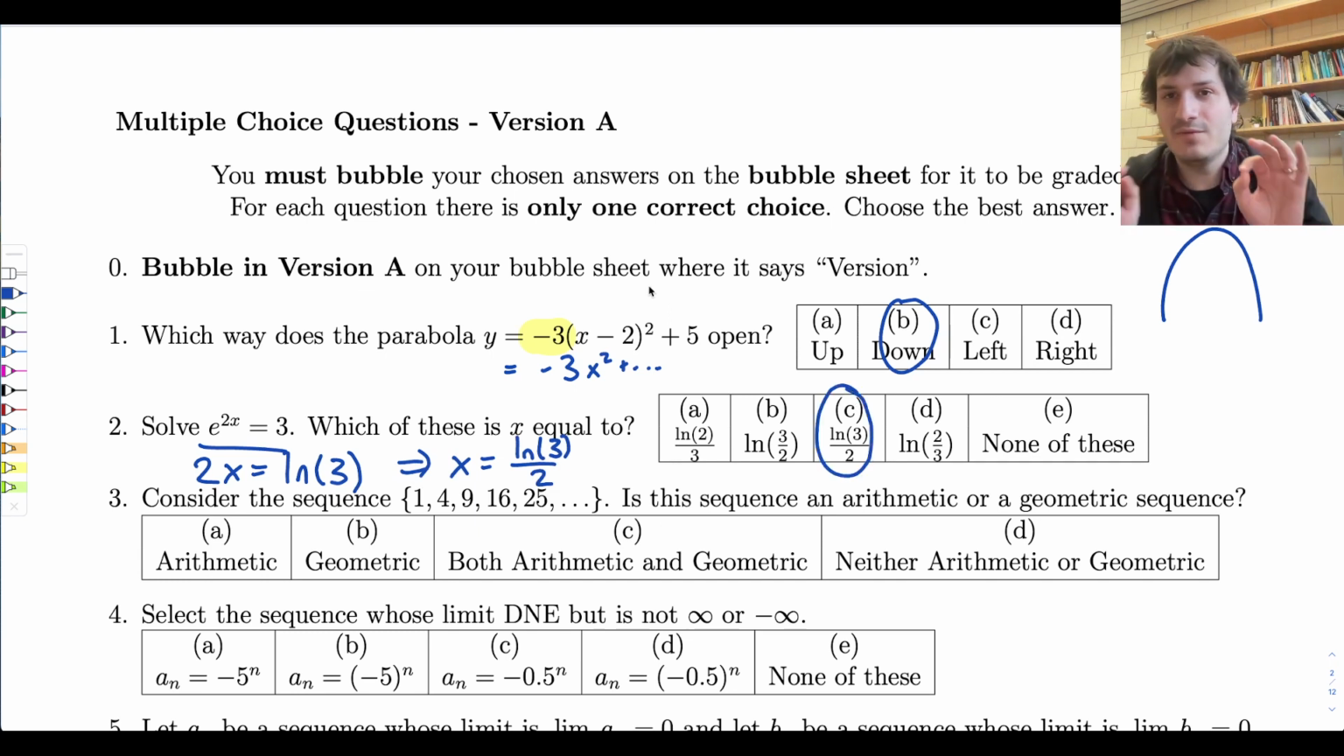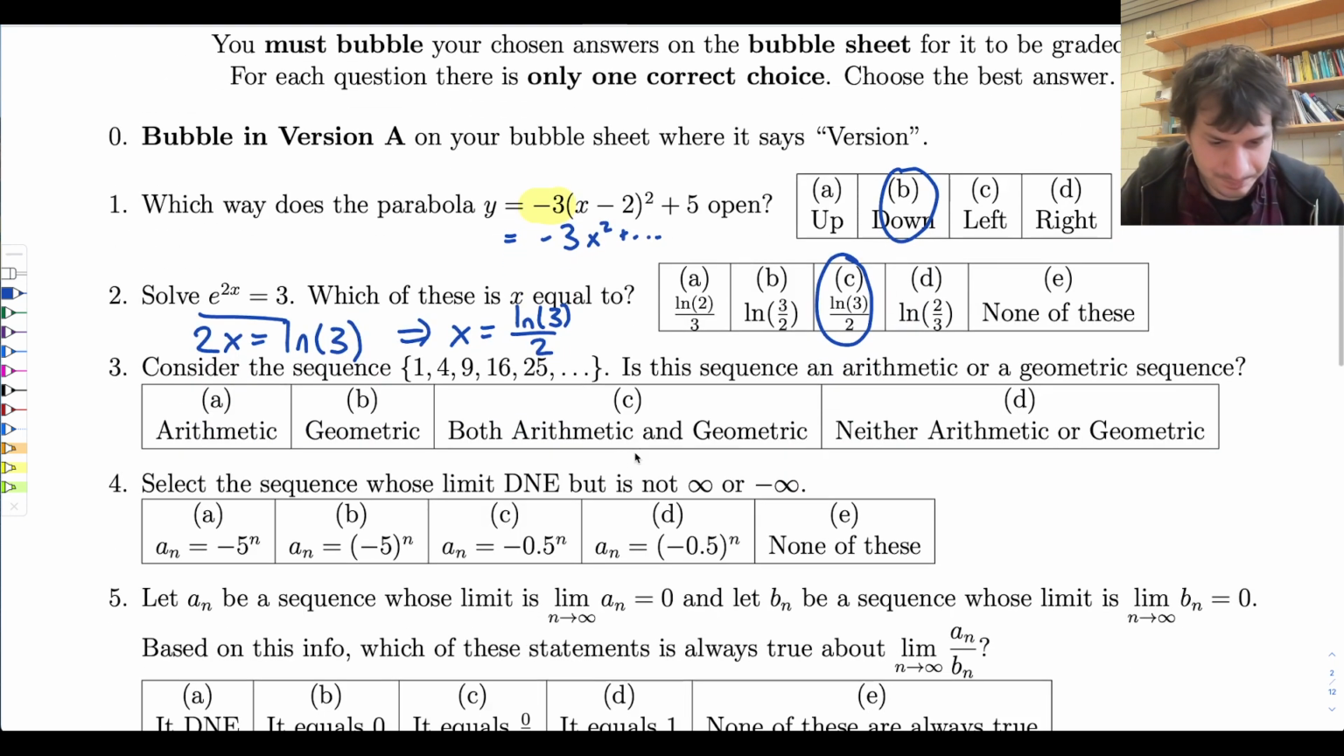And again, this is all for version A. If you had version B, it will be the same exact questions, but the order of the options was different and maybe some small numbers were changed. So you can compare and see, go read those questions, see what you picked, and see what the answer was.